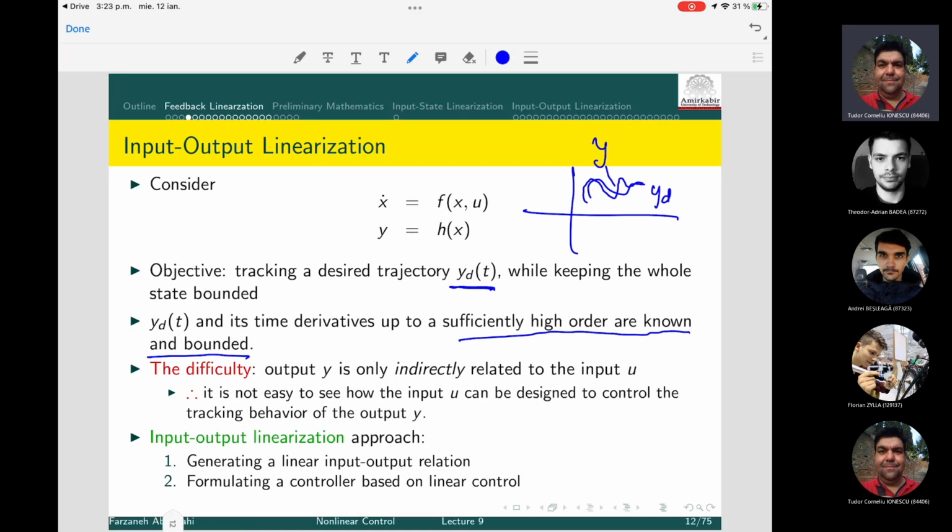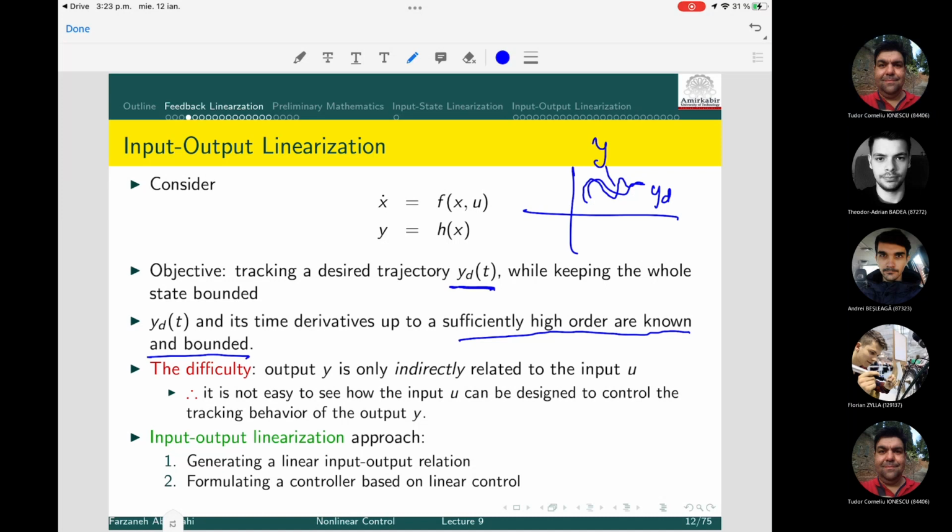The difficulty is that the output y is only indirectly related to the input u. It's not easy to see how the input u can be designed to control the tracking behavior of the output y. At least I think this is like an open loop discussion. So you have to be able to do that in closed loop, to design a procedure to do this in closed loop.